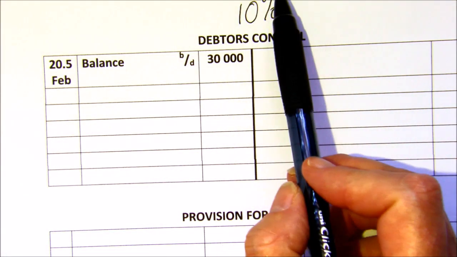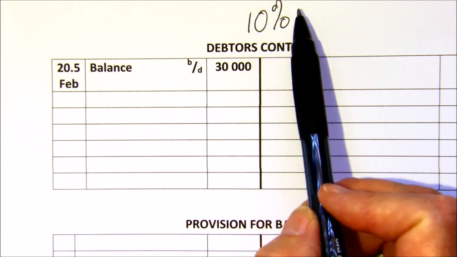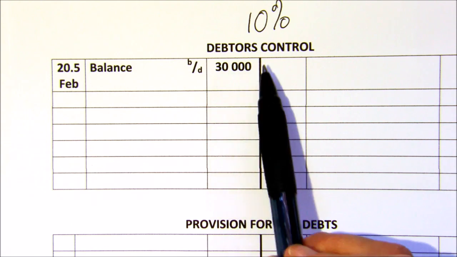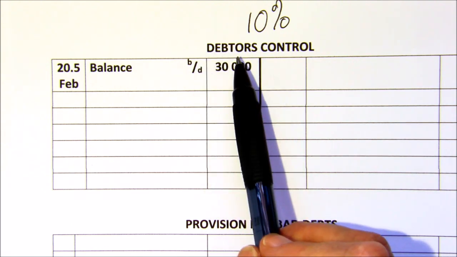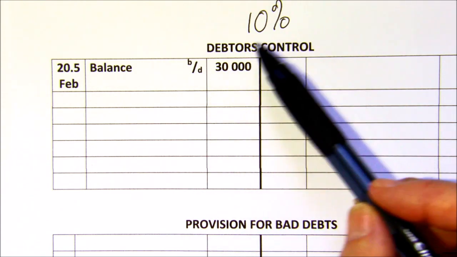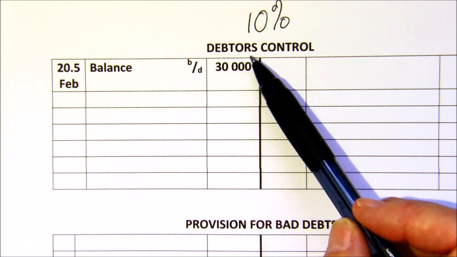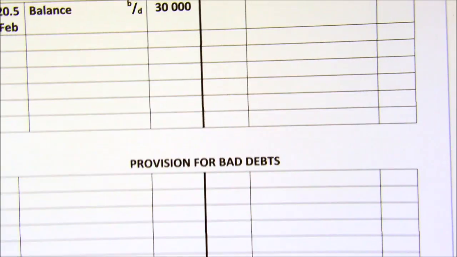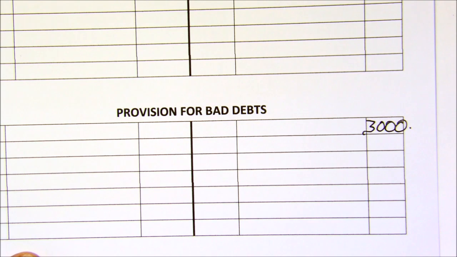Now, you will not have to come up with this 10%. It will be given to you. That's beyond our school syllabus. Now, what we need to do is, 10% is 3,000. We want to decrease this. Just like we depreciated our assets, we want to decrease this amount by saying there is a possibility that 10% won't pay. And so we are going to open up a provision for bad debts account.